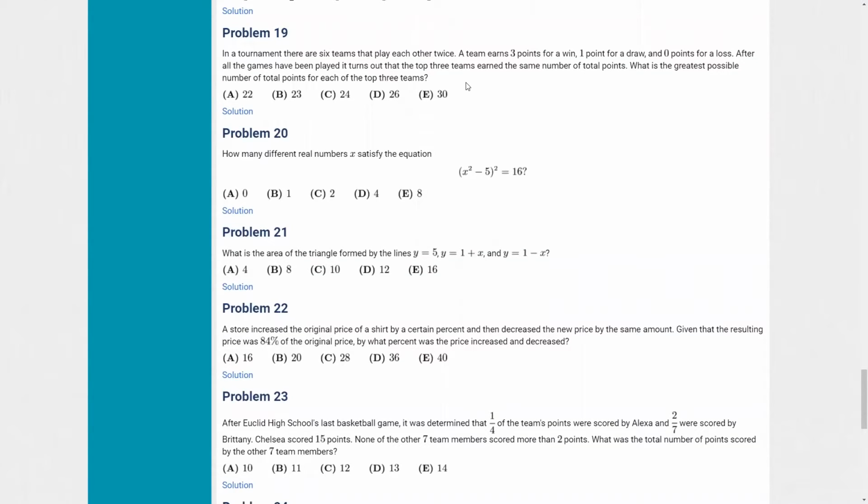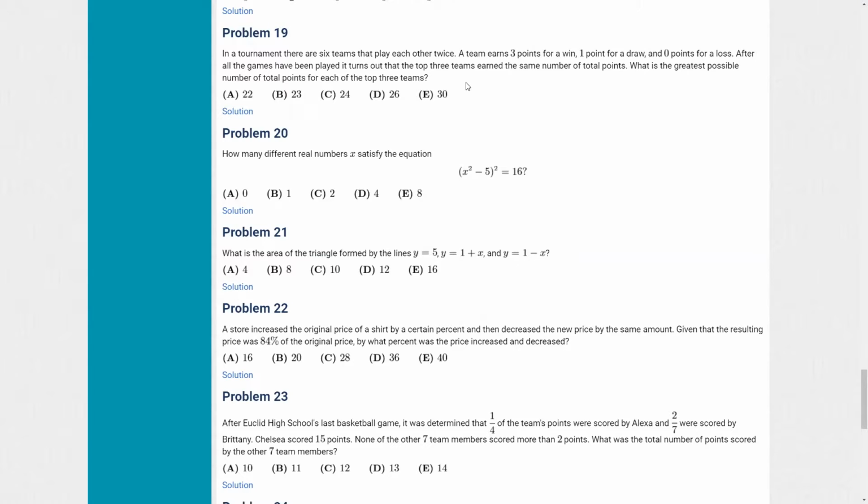Let's look at problem 19. In a tournament, there are 6 teams that play each other twice. A team earns 3 points for a win, 1 for a draw, and 0 for a loss. After all the games have been played, it turns out that the top 3 teams earn the same number of total points. What is the greatest possible number of points for each of the top 3 teams?